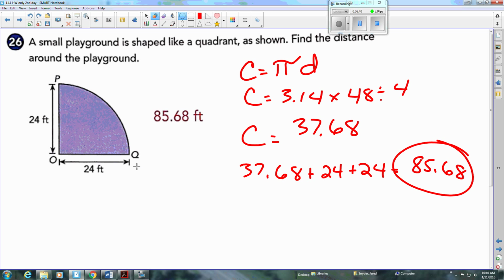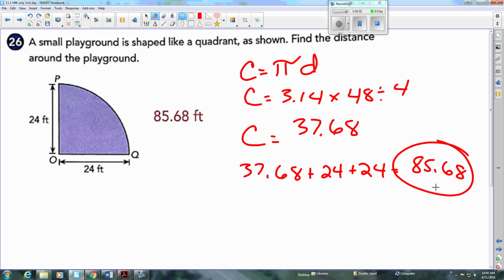A small playground is shaped like a quadrant. Find the distance around. You would do 48, because that would be the diameter, times 3.14, divided by 4, because this is 1/4 of a circle. You get 37 68/100ths plus 24 plus 24.